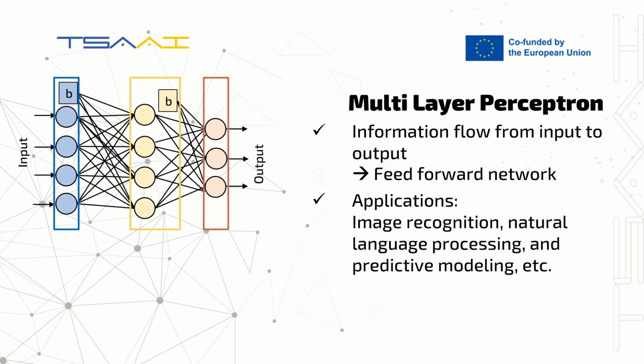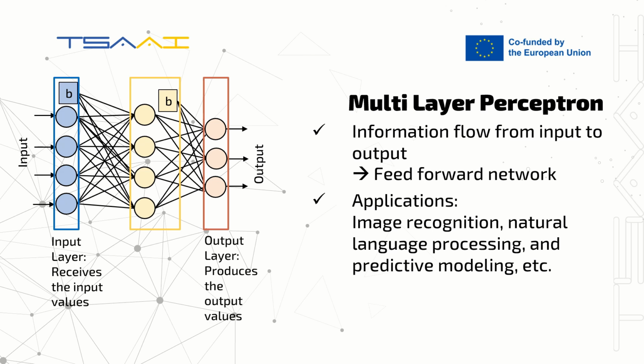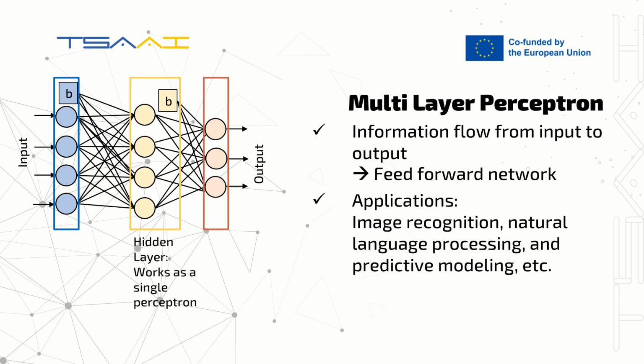Multilayer perceptrons extend the capabilities of perceptrons by combining multiple perceptrons into one network. The input layer receives input values, while the output layer generates output values. In between is the hidden layer, where multiple perceptrons collaborate, enabling the learning of patterns. Typically, multiple hidden layers are employed.